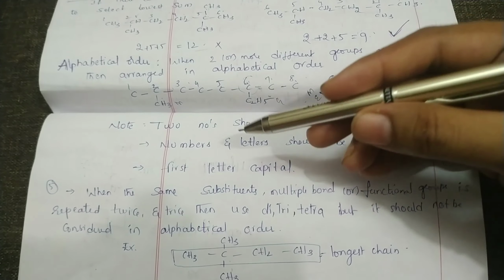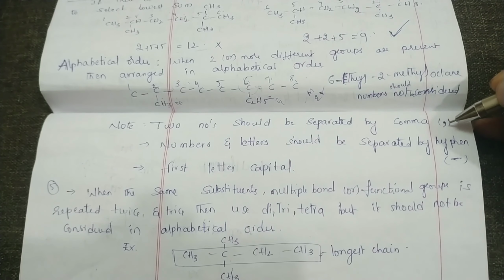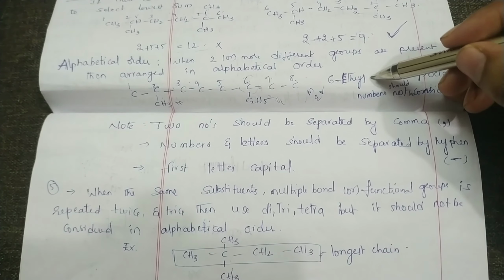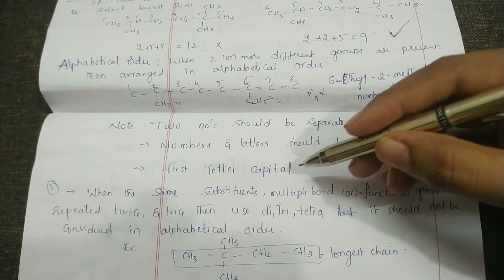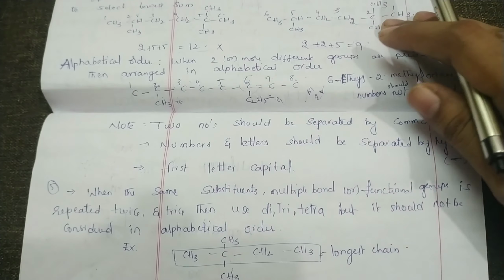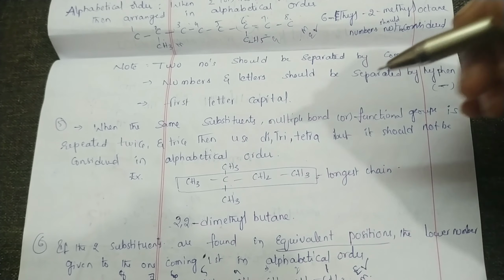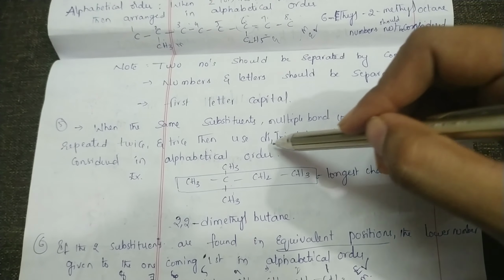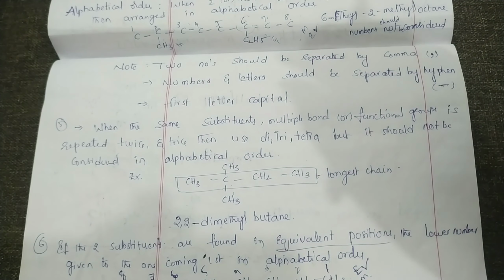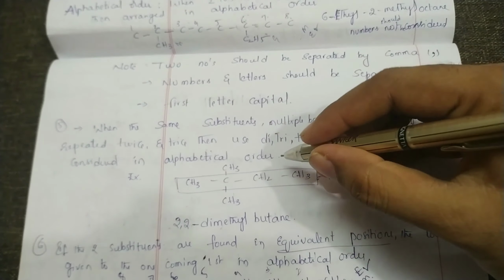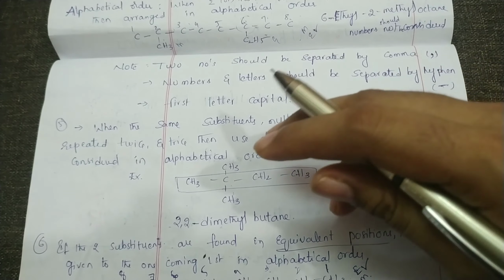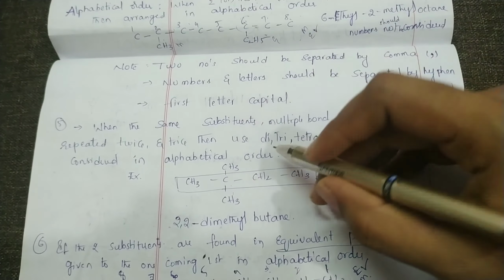Note this point: two numbers should be separated by a comma. Numbers and letters should be separated by a hyphen. The first letter should be in capital. When the same substituents or multiple bonds or functional groups are repeated twice or thrice, then we use di, tri, tetra. But it should not be considered in alphabetical order. Here the methyl group is repeated 2 times, so we use di. So write the name for this compound.